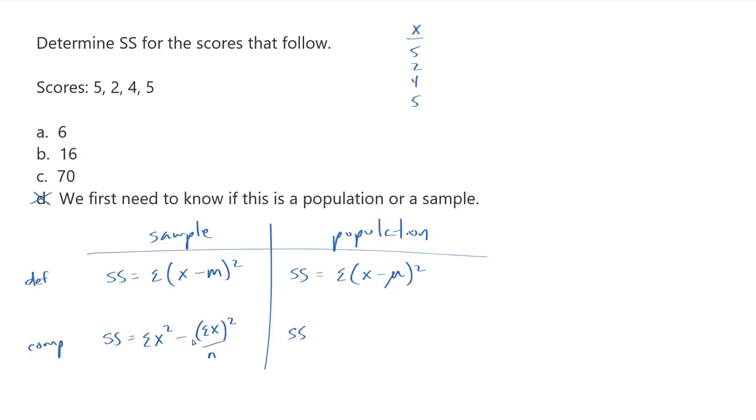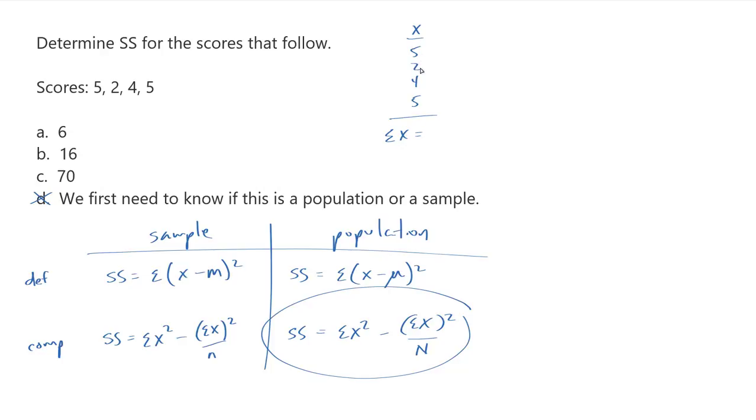If I'm dealing with the computational, then it's going to be the sum of x squared, which I can find whenever I have raw data, minus the sum of x, which again I can find, over the population size. So I can work things out no matter what, and I'm going to get the same result no matter which one of these I choose, whether it's a sample or a population. So it makes no difference. Let's just grab this one here. It means that I need to know the sum of x.